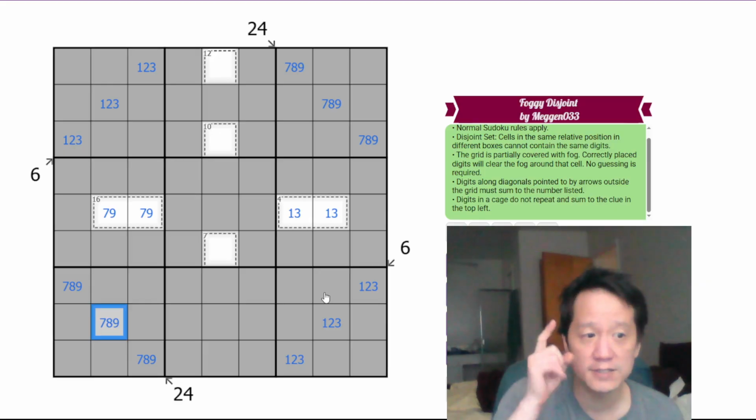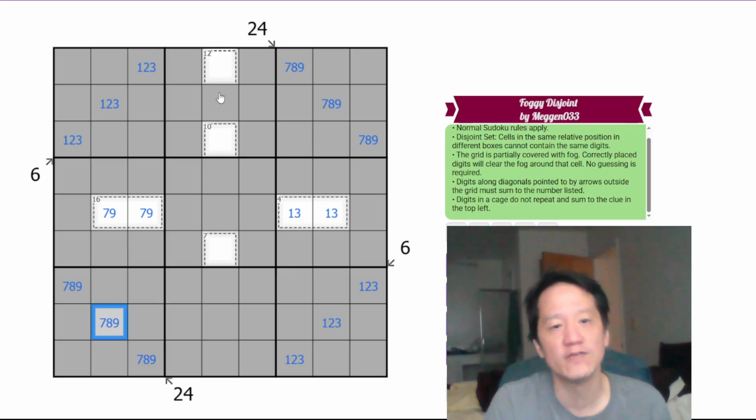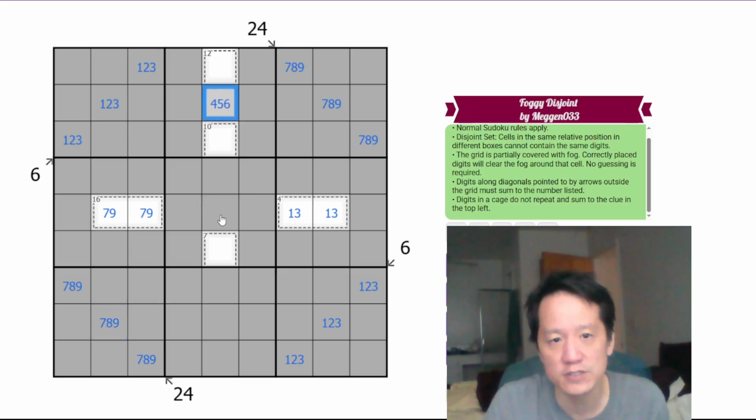Which means in the center cells of every box, you can only have 4, 5, and 6 left. So this is 4, 5, or 6. This is 4, 5, or 6. And this is 4, 5, or 6.